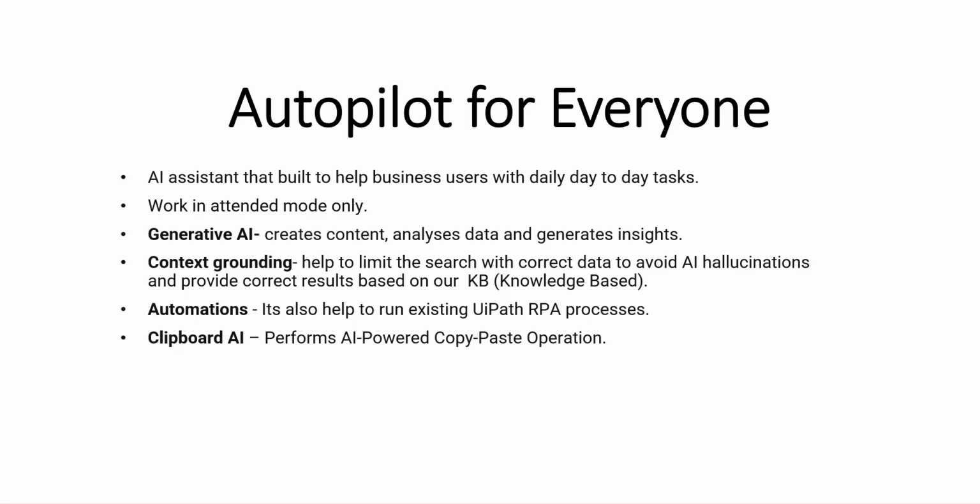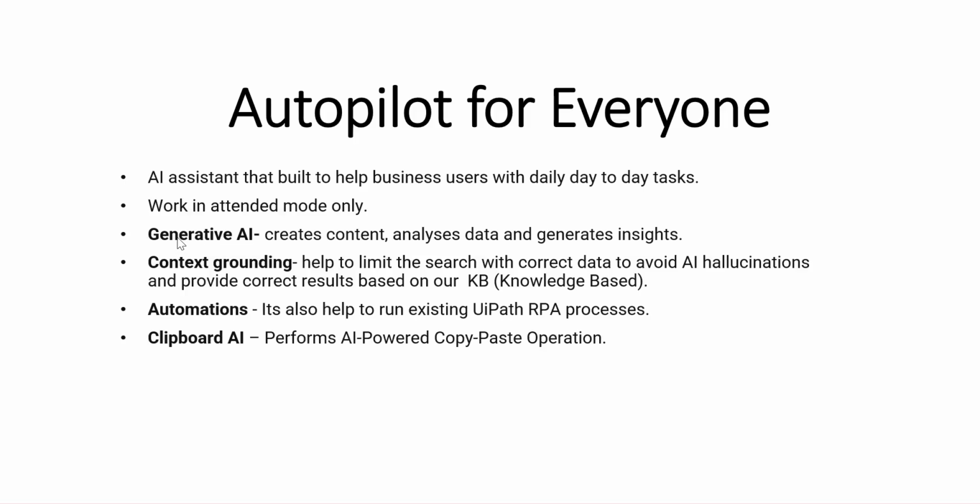So if you see, what is the feature provided by autopilot for everyone, right? Generally, autopilot for everyone is an AI-based assistant that helps business users boost their day-to-day tasks, right? This is not any automation or anything. This is one of the agents that helps the user boost their productivity, right? And it only works in attended mode, right? We cannot run autopilot for everyone in unattended. It will run in attended, right? So you can trigger it from your UiPath Assistant and then run any types of things.